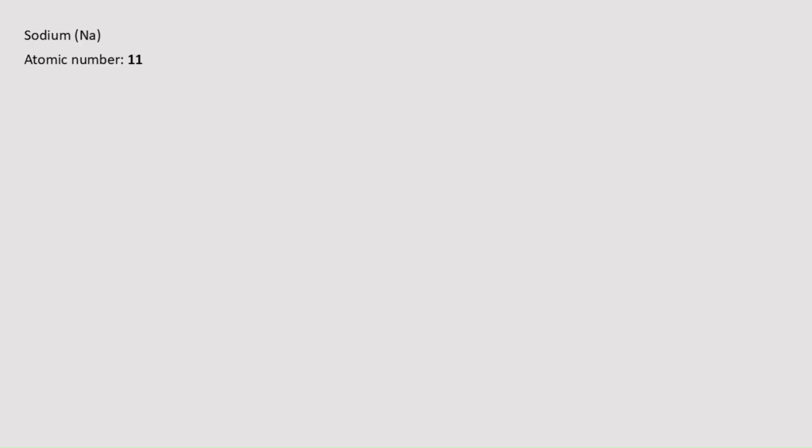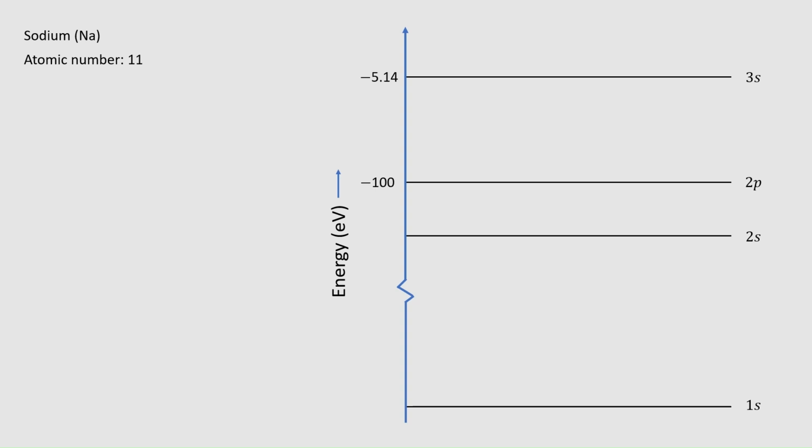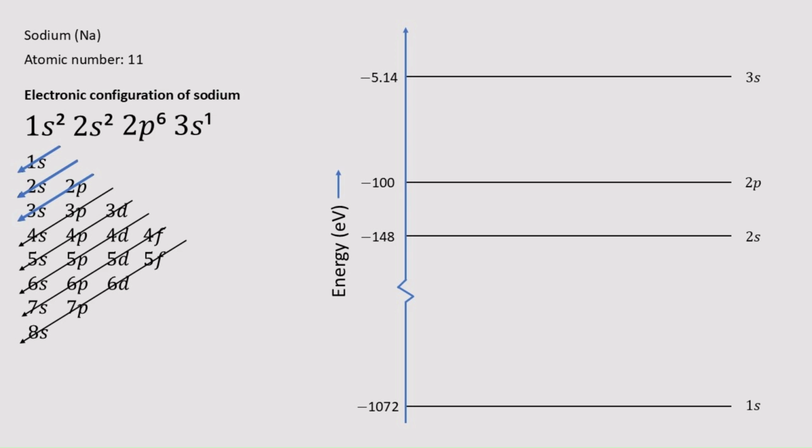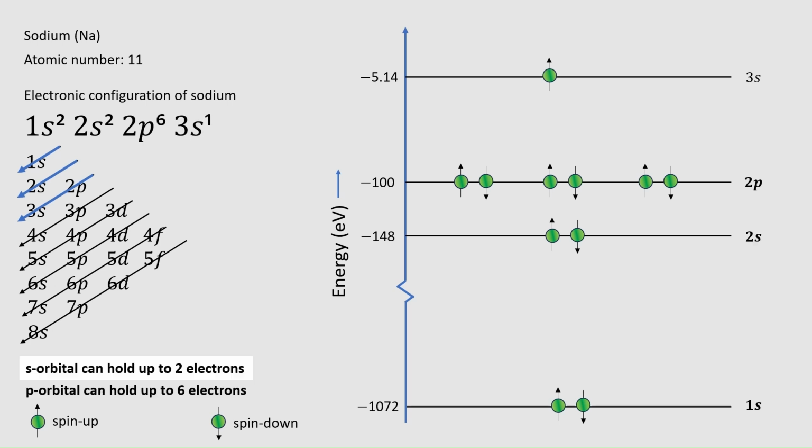Let's understand with an example. Sodium has 11 electrons. These electrons are distributed among different orbitals, each corresponding to a specific energy level. Let's look at the electronic configuration of sodium atom. 2 electrons in 1s orbital, 2 electrons in 2s orbital, 6 electrons in 2p orbitals, and 1 electron in 3s orbital. An s orbital can hold a maximum of 2 electrons, and a p orbital can hold a maximum of 6 electrons.